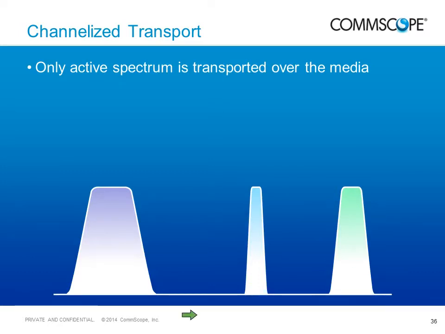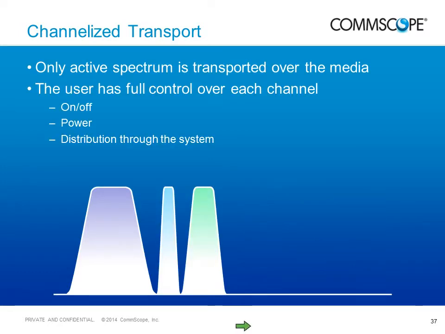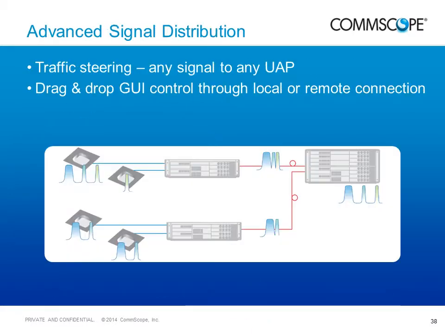And we have full control over each channel. We can turn channels on and off, control the power, and we can distribute the channels to any UAP with extreme flexibility. So any signal can go to any UAP. We detect the signals, we create signal sets, and then those signal sets can be sent via software command to any UAPs or any TENs. Let me give you an example of how that is done.